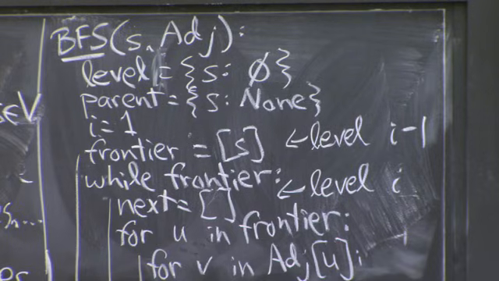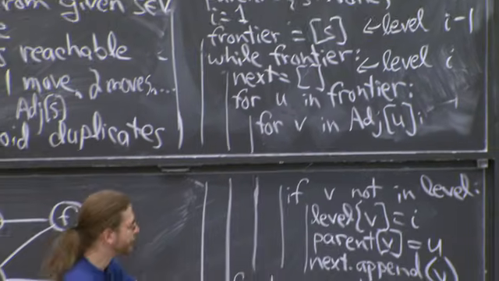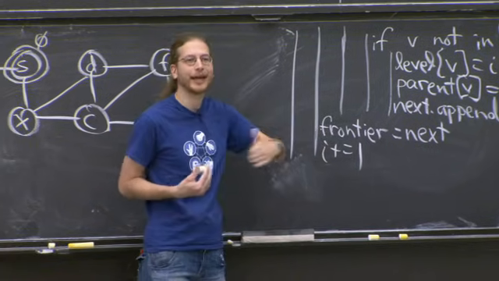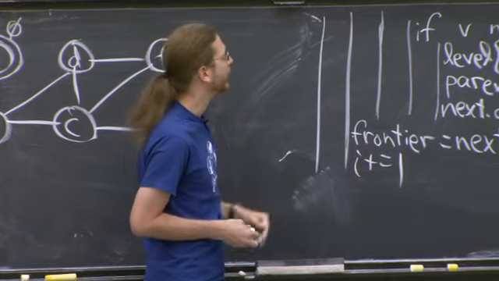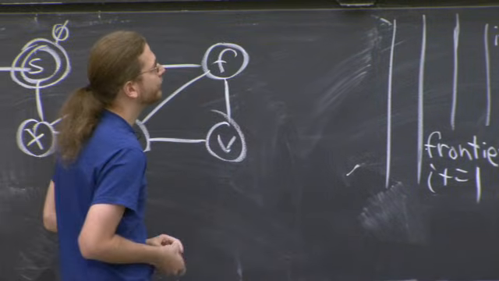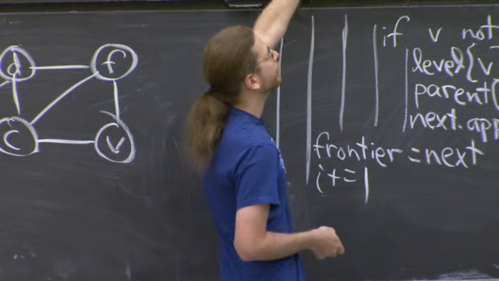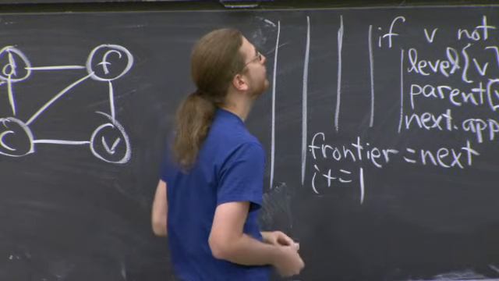And at the end of the iteration, we increment i. So you could also call this a for loop, except we don't know when it's going to end. So it's easier to think of i incrementing each step, not knowing when we're going to stop. We're going to stop whenever we run out of nodes, so whenever frontier is a non-empty list.